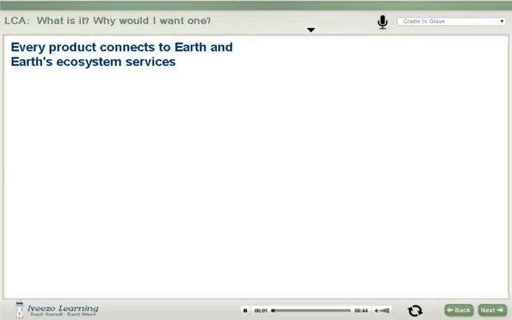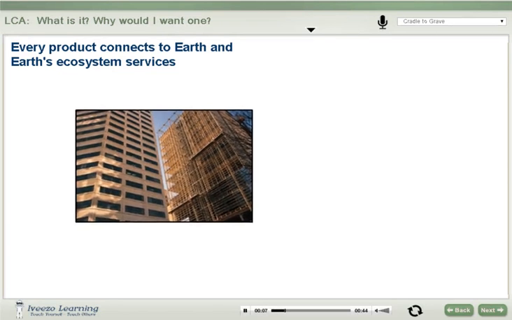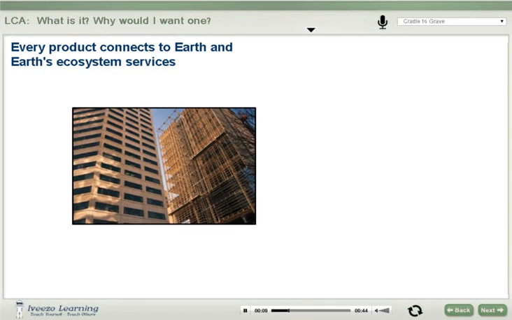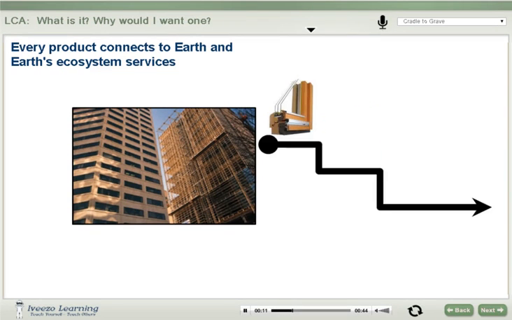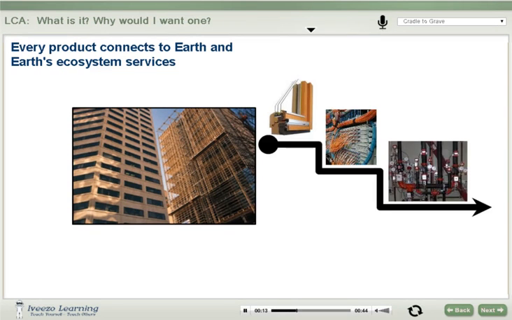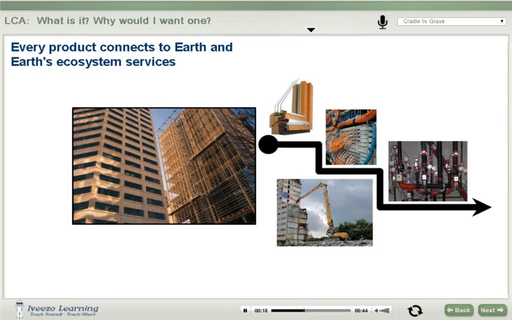Every product connects to Earth and Earth's ecosystem services. If we consider a building, there are millions of products and services that go into its creation and use. For example, windows, wiring, heating, and cooling systems are needed. At the end of the building's life, even more resources are required to dispose, reuse, and recycle all these components.